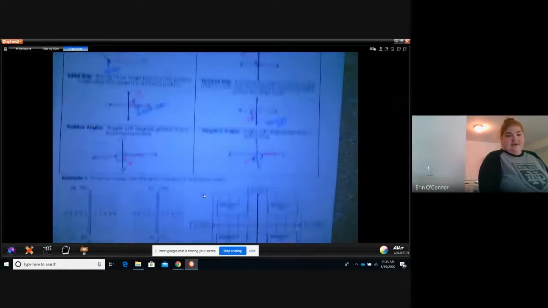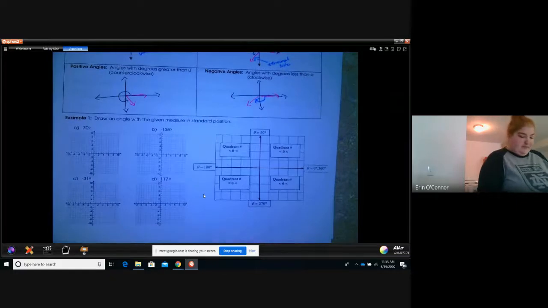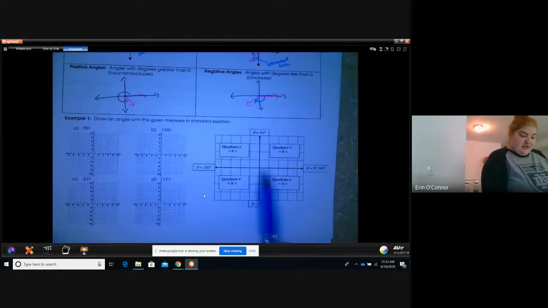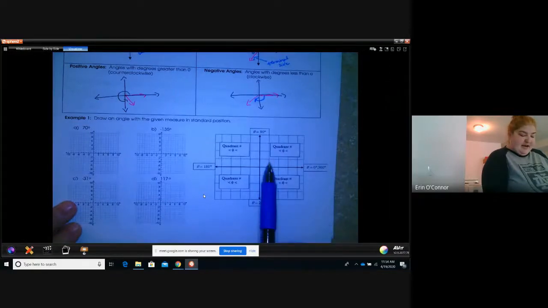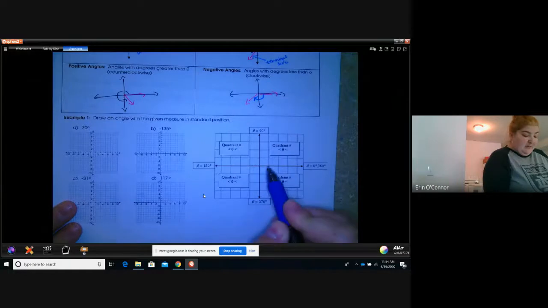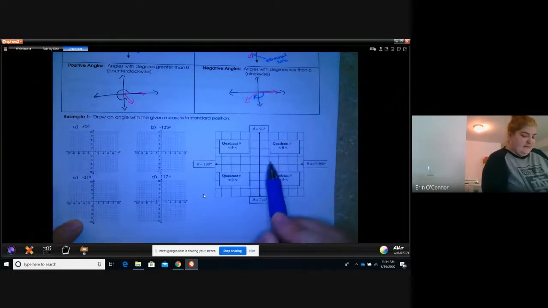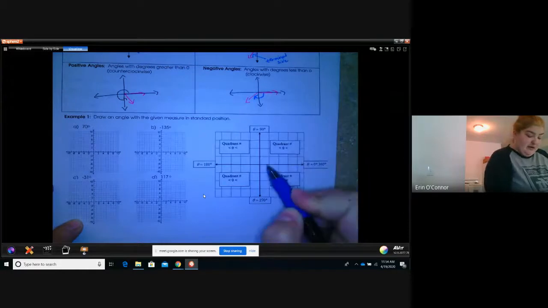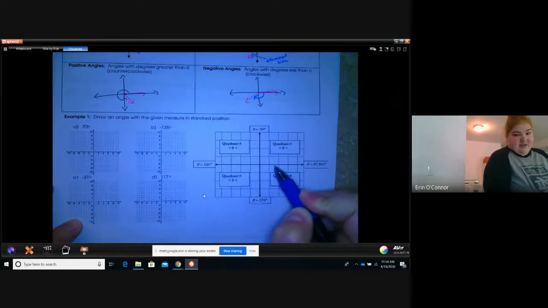Okay, so here, draw an angle with the given measure in standard position. Well, this right here, if I start right here, is 0 degrees. If I go up to here, I've gone 90 degrees because I've made a right angle. If I keep going around to right here, it's 180 degrees because I make a straight line. So again, we're always starting right here on this initial side. Over to here is 270. And a full circle around is 360. And that's when you do a positive one.